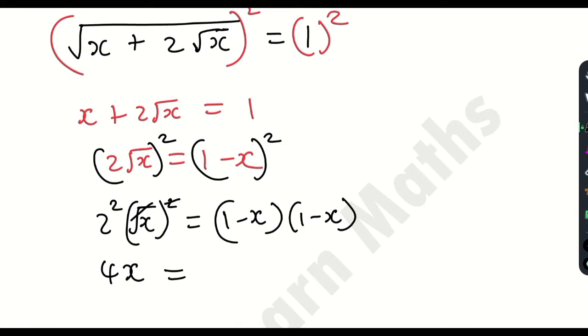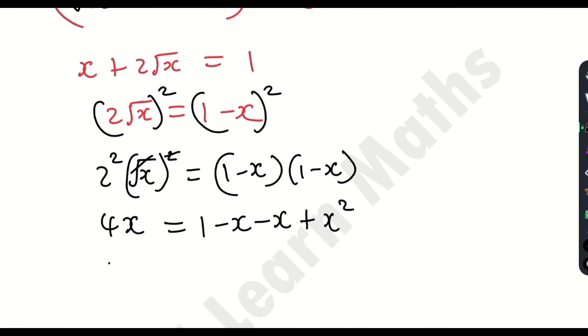And this is equal to, so let's expand this. 1 times 1 is 1. Of course, you can use the algebraic identity. 1 times negative x is negative x. And then negative x times 1 is negative x. And then negative x times negative x is plus x squared. Okay, good. So I have 4x is equal to 1 minus 2x, then plus x squared.